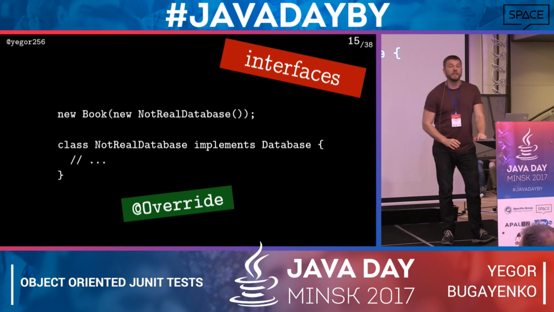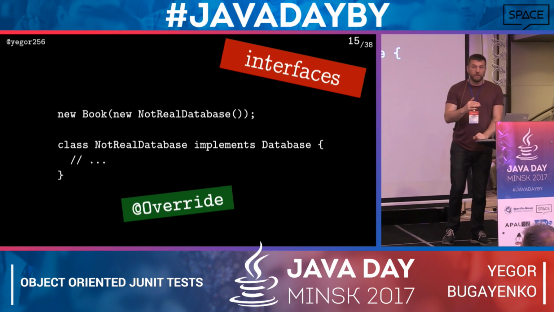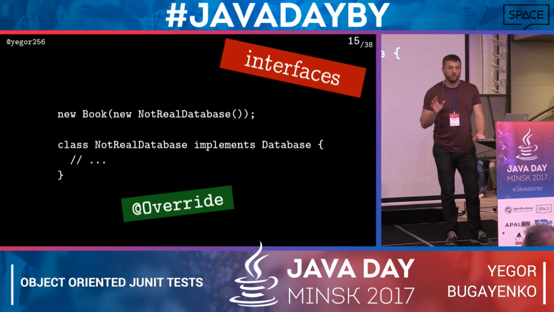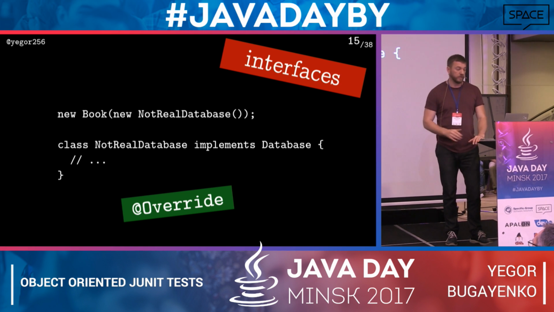Every time you don't see the override keyword, the override annotation, in your public method, you're doing something a little bit wrong. It's just a sign for you. Every time you write a public method which doesn't have override, you're going off the road from object-oriented programming. You're not helping yourself.